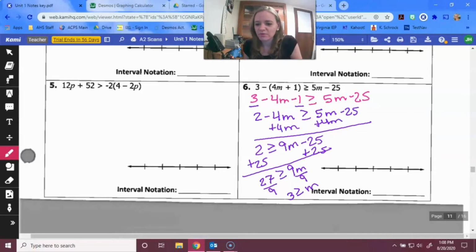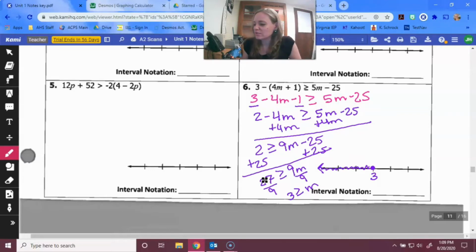So plot your 3 with the closed dot. And for m, don't forget, this can be switched, but the little tail, the small end, is your lesser end. So all the numbers that are less than 3 would go this way. That's to help you shade. The little tail is facing the smaller number, and the mouth is eating the bigger number. So the mouth is eating the 3, meaning 3 is the biggest number.